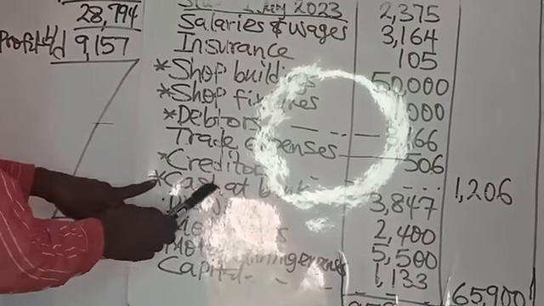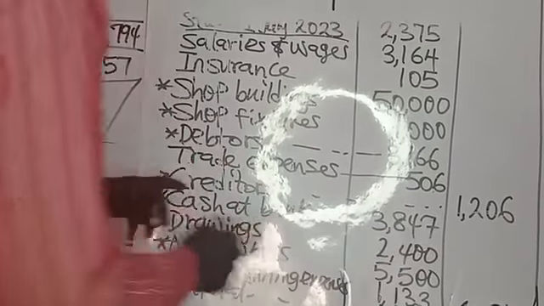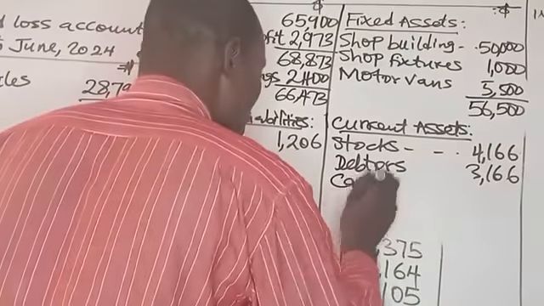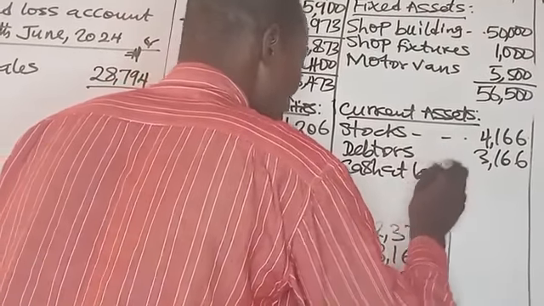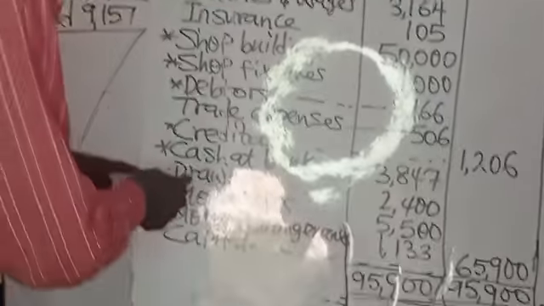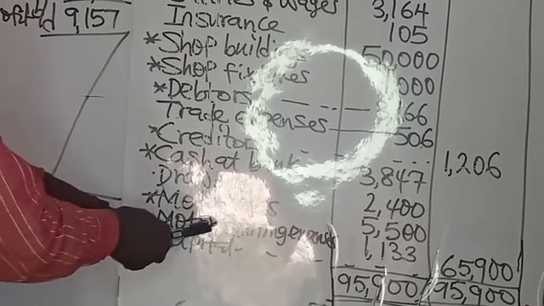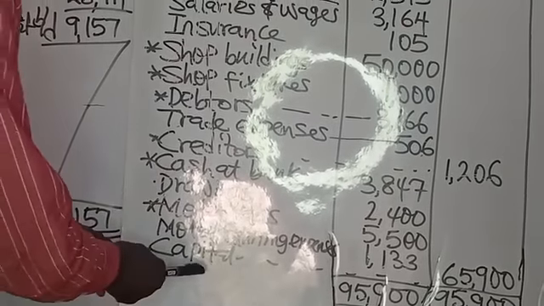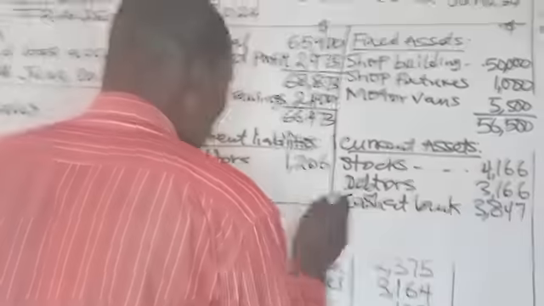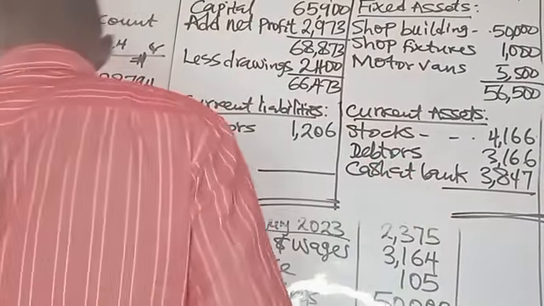Then we have cash at bank, 3,847. Drawings have been used, motor vans have been used, motor running expenses have been used, capital have been used. So that is all the items. So we now sum up. Let's add it up.